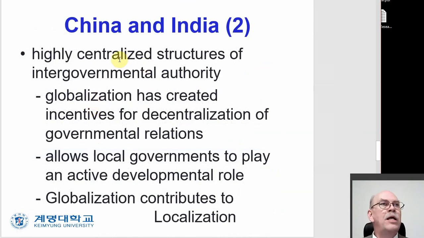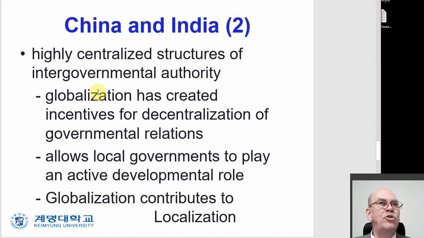Summarizing, in China and in India, we can see highly centralized structures of intergovernmental authority. Technically, they are federal or quasi-federal, but the central government dominates much more than in the U.S., and the U.S. is much more centralized now than it was 80 years ago, much more than it was 150 years ago. And the U.S. is much more centralized than Canada, Australia, Germany, and Switzerland. More centralized structures exist in China and India than in the U.S.